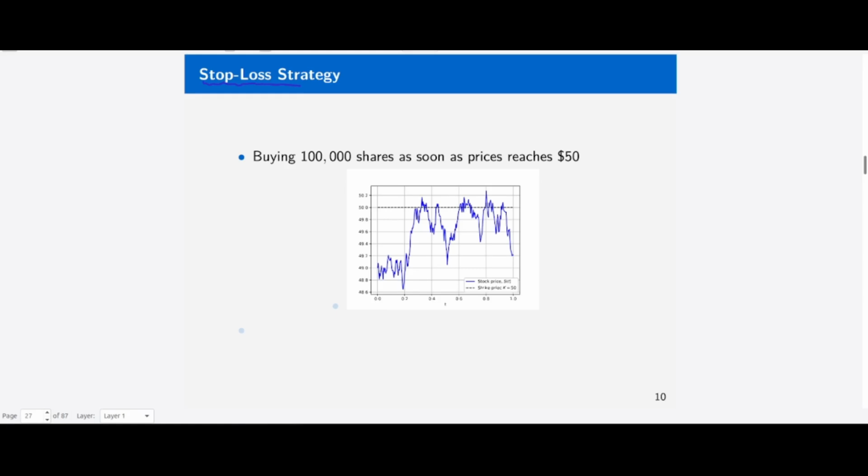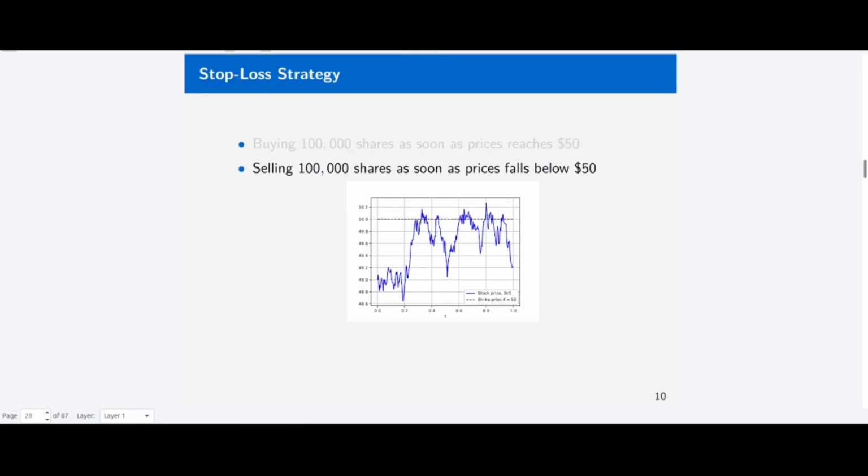That strategy is buying the same amount of shares as soon as the price reaches near the strike price, which is 50, and selling this amount of shares as soon as the price falls below the strike price, which is 50. So as you can see from the diagram, at this position the bank will buy 100,000 shares, and for example here it will sell, buy, sell, and so on.